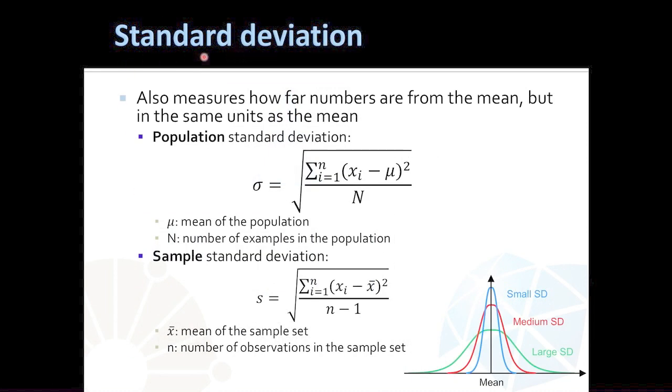The standard deviation also measures how far numbers are from the mean, but in the same units as the mean. The standard deviation of a population is given by the square root of the variance, and in this case the variance is divided by n. The standard deviation of a sample is also given by the square root of the variance, but in this case the variance is divided by n minus 1. The smaller the standard deviation, the closer the points are to the mean.